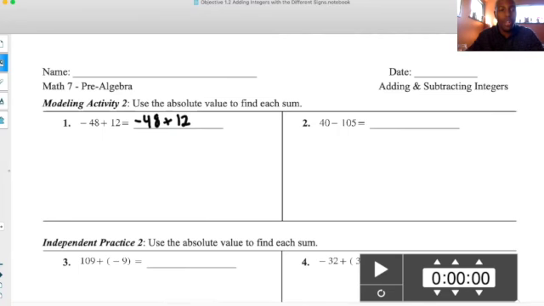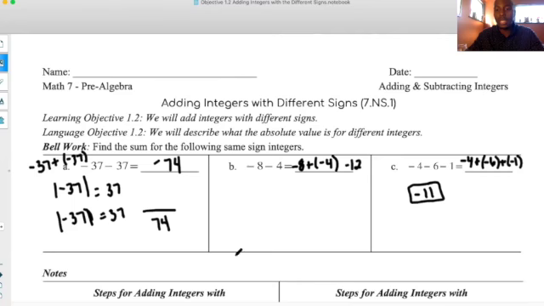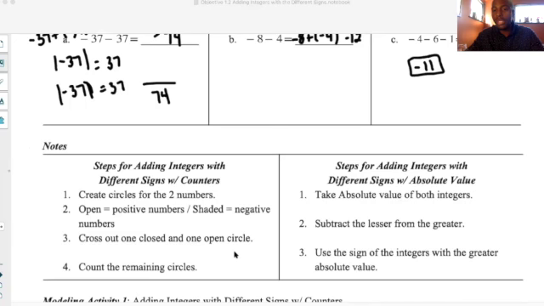Now, the absolute value method, which was the second thing described in our notes, says: steps for adding integers with different signs. We're going to take the absolute value of both integers. Then we're going to subtract the lesser from the greater and use the sign of the integer with the greater absolute value. So let's go back to our problem.